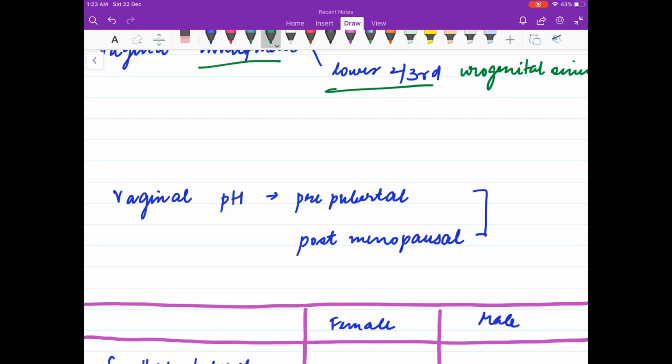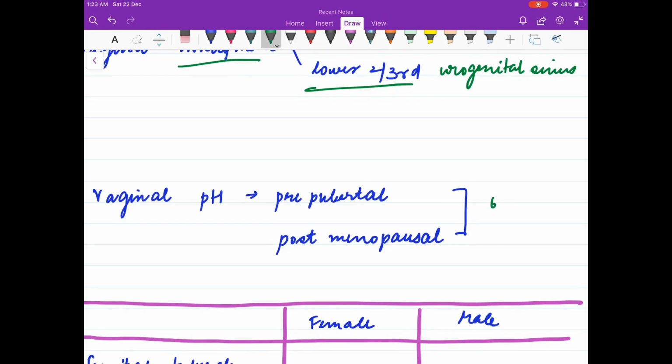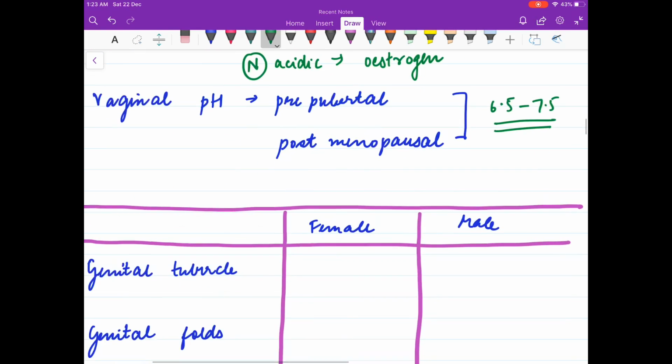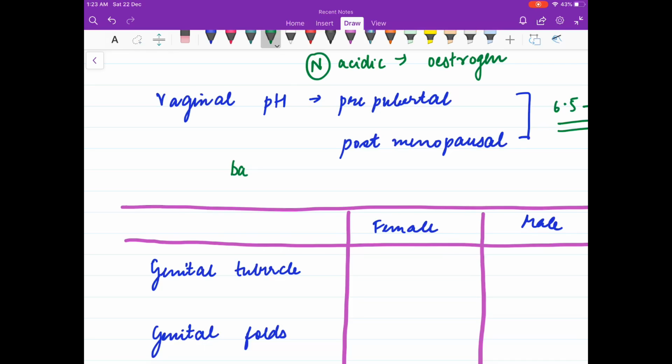Vaginal pH at prepubertal age group is , and postmenopausal it is 6.5 to 7.5. Vaginal pH is normally acidic due to estrogen. Also remember the vaginal pH in some infections. In bacterial vaginosis the vaginal pH is more than 4.5, and in candida infection it is less than 4.5.